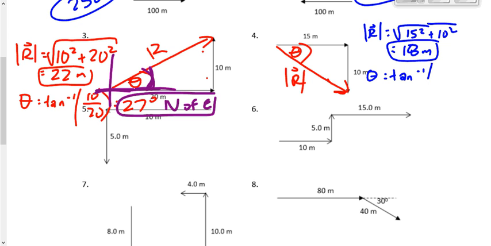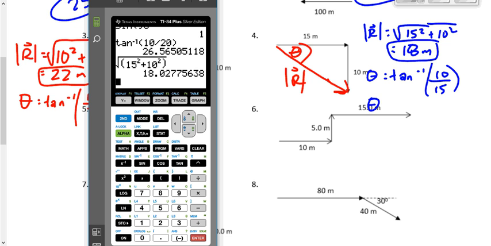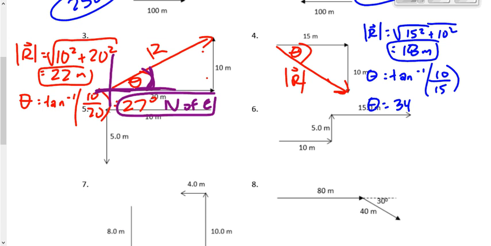The inverse tan of 10 over 15. We don't need to do that check with our calculator again. We know we're in degree mode. We haven't switched it. The inverse tan of 10 over 15 gives me a value of 34 degrees. And how do we express that? 34 degrees what of what?